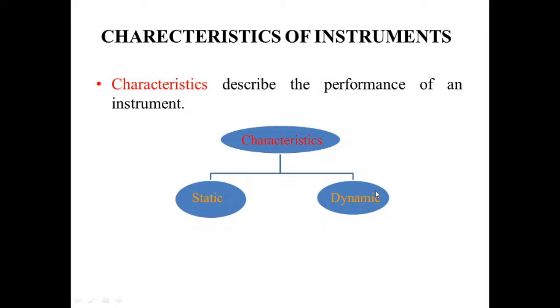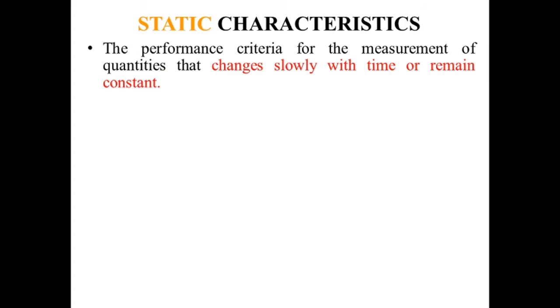Now the static characteristic: the value of the measured variable changes slowly, and it describes the performance of the instrument related to steady state variables only. So that is the static characteristic. Whereas in the dynamic characteristic, the value of the measured variable changes vastly with respect to time. Now coming to the details of the static characteristic, as I already told you, it changes very slowly with respect to time or remains constant.